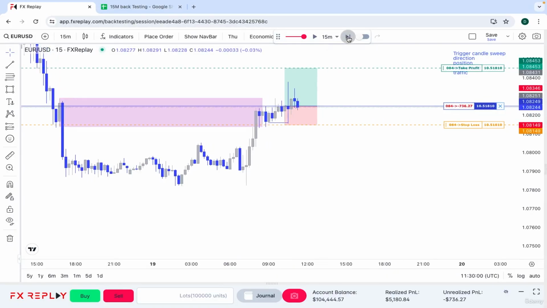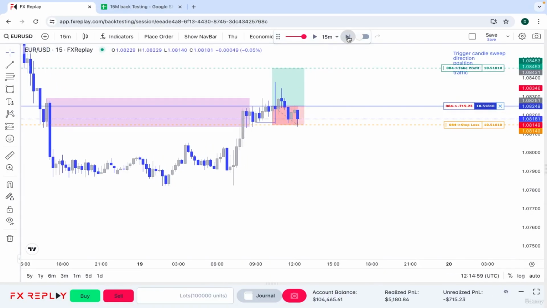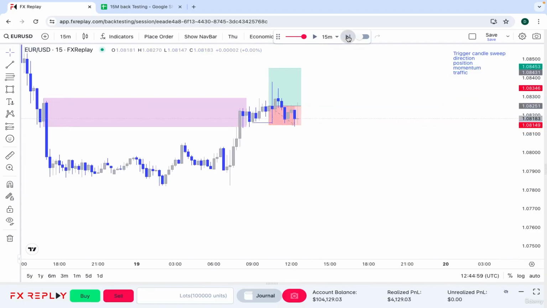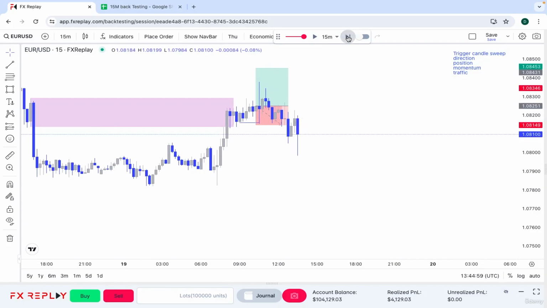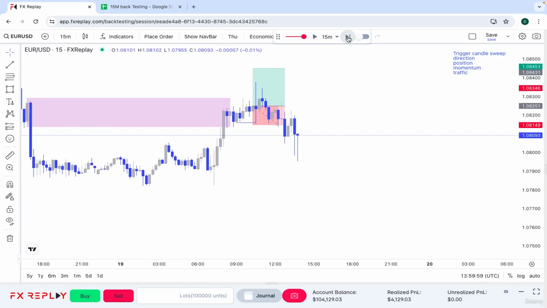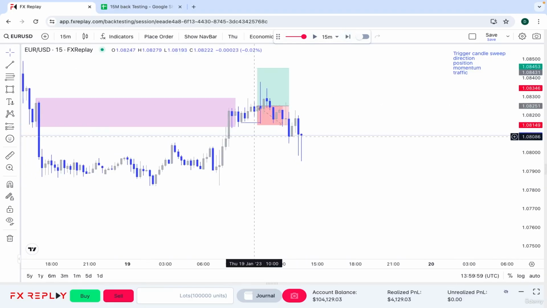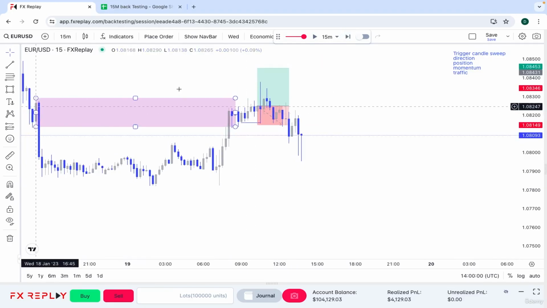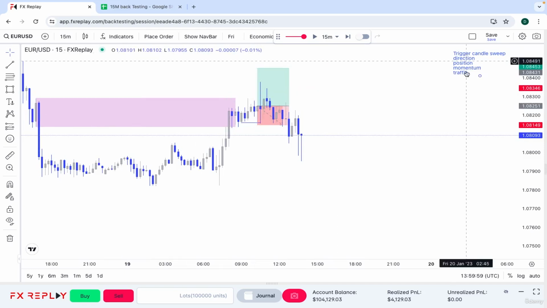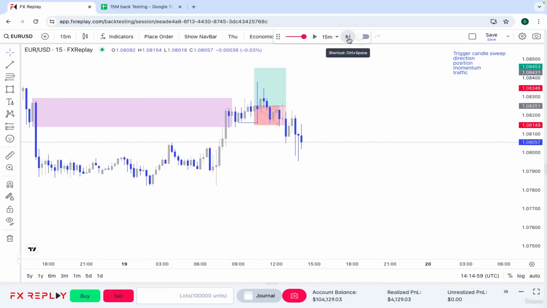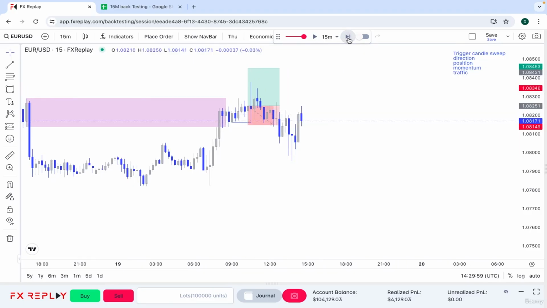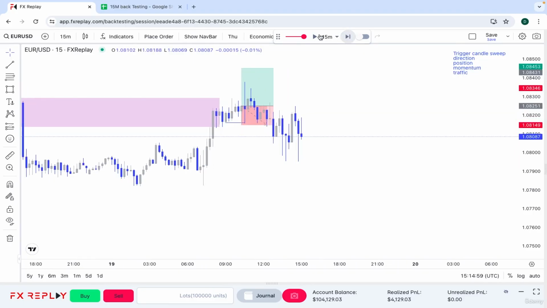Oh dear me. It's going to be a loss. Yeah, there we go. Not to worry, let's carry on. That does sort of just prove that, you know, when you are in and around a supply area like this and you don't tick all the boxes, you can take some losses like that. Right, let's go to next day.